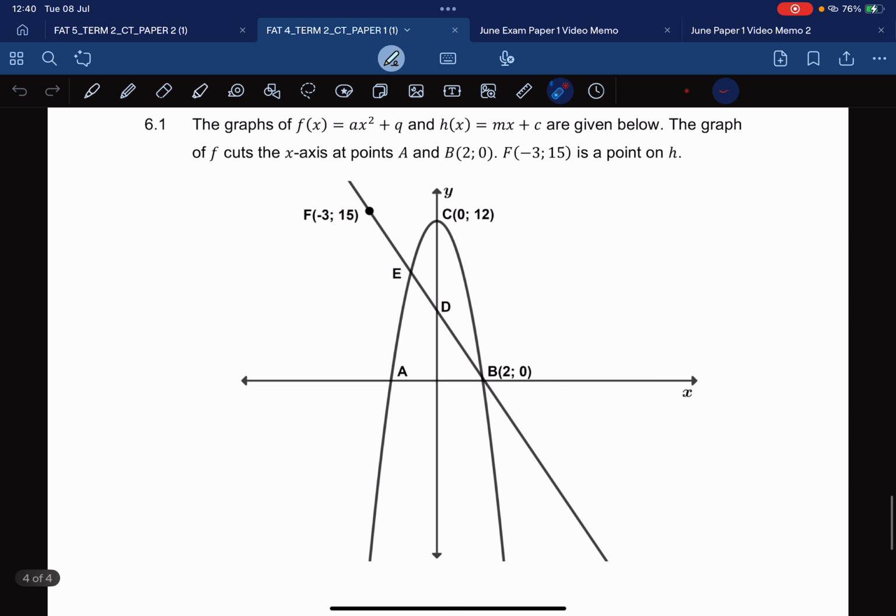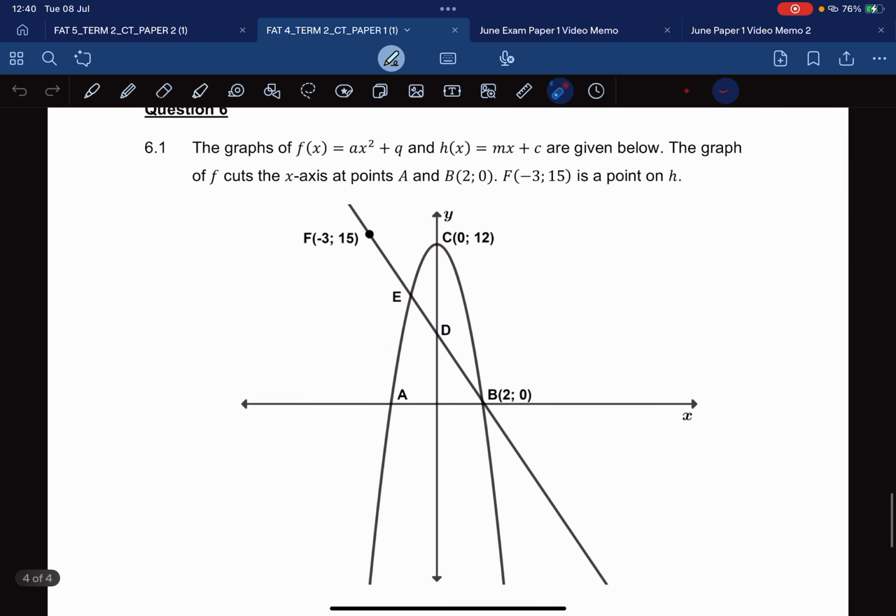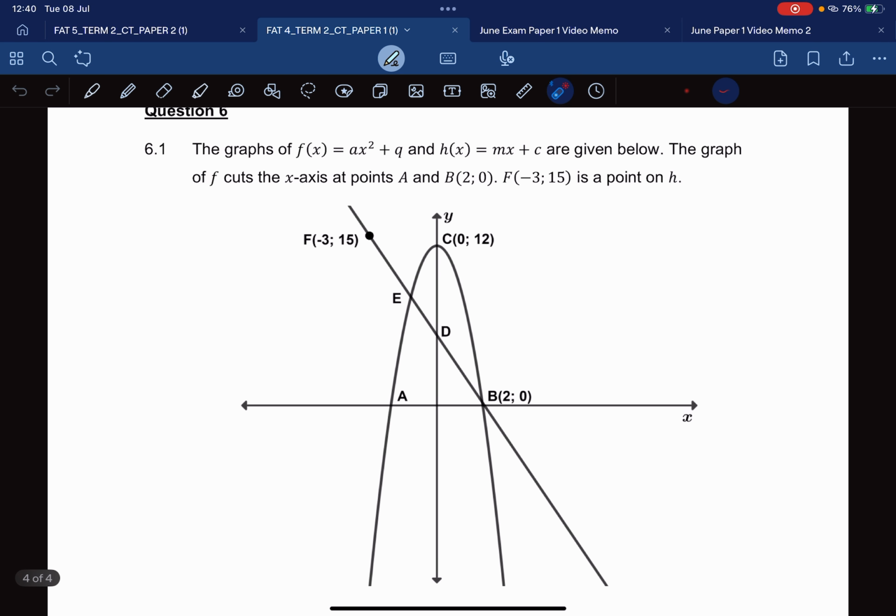Right, so we've got the parabola. We can also see what they didn't mention in our description on top here, which is this point C, 0 and 12, which is basically where the parabola turns. So we know that the y value, the q value where our parabola turns, is 12. So that means that q is 12. Right, so we know that already.